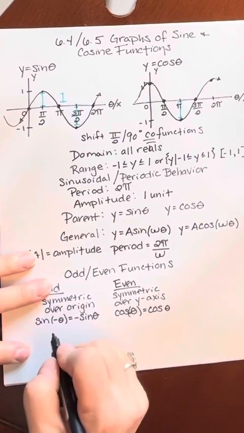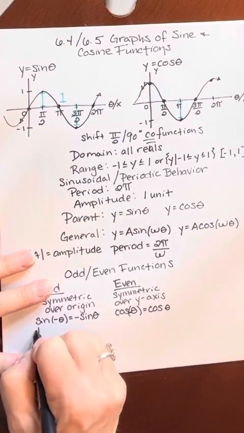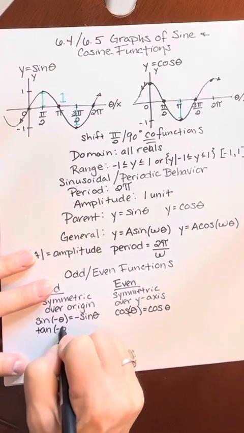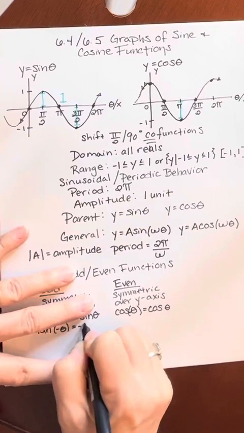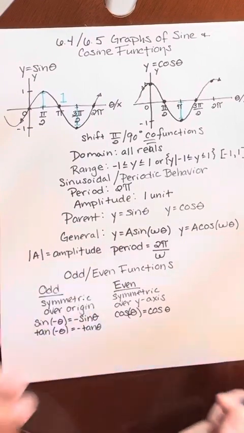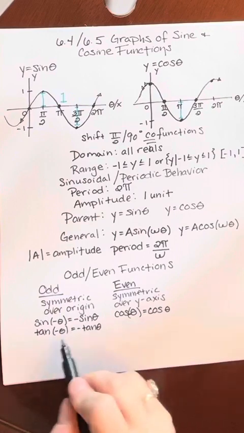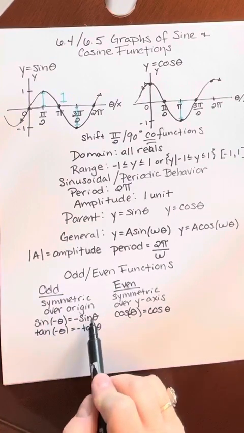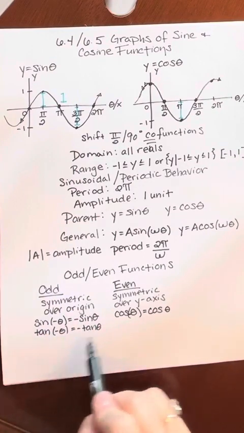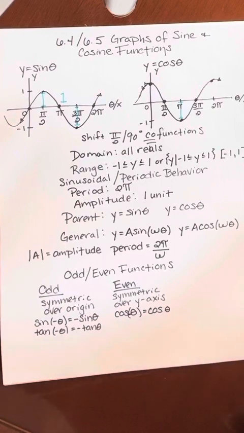And then tangent also follows this behavior of sine. So the tangent of negative theta is equal to negative the tangent of theta. And then it works for their little cousins too. So sine and cosecant, tangent and cotangent, cosine and secant.